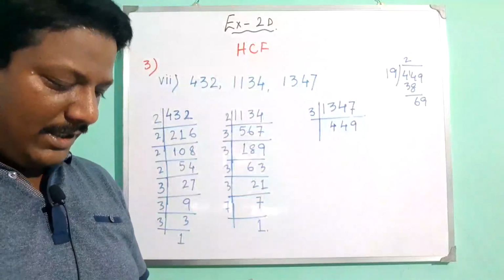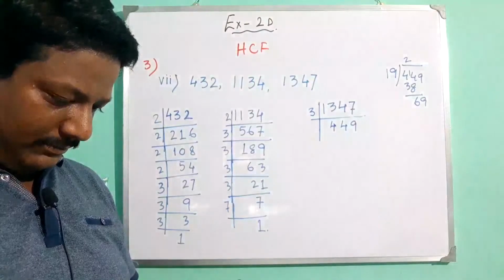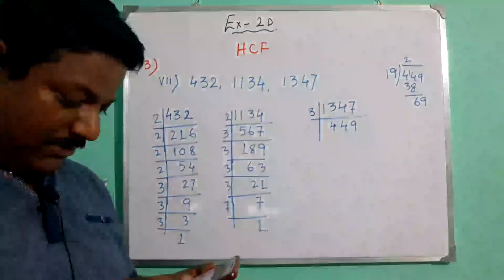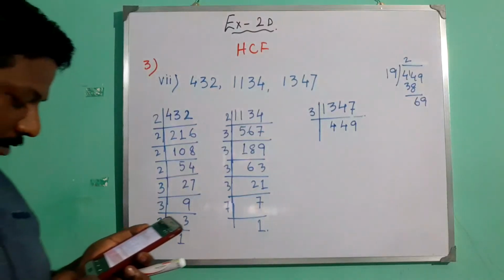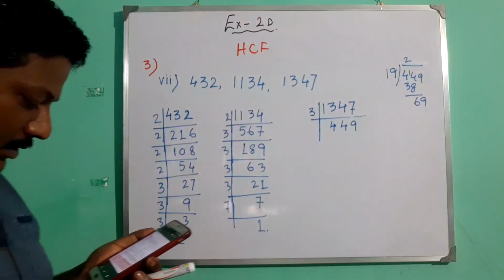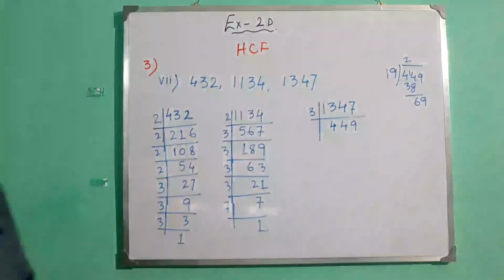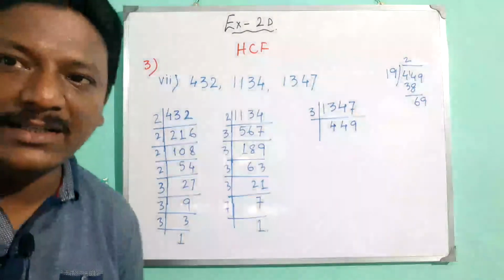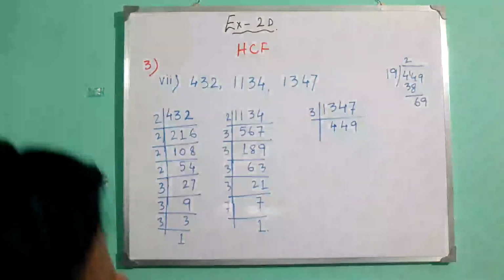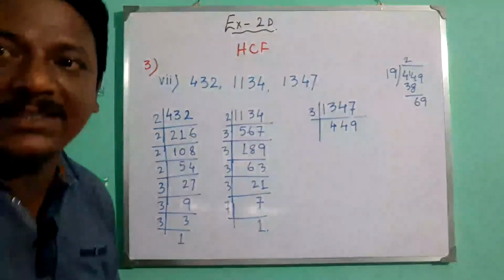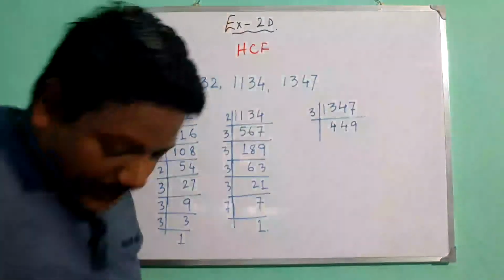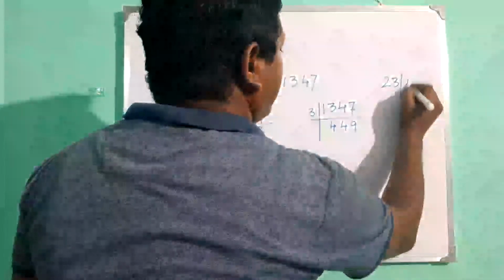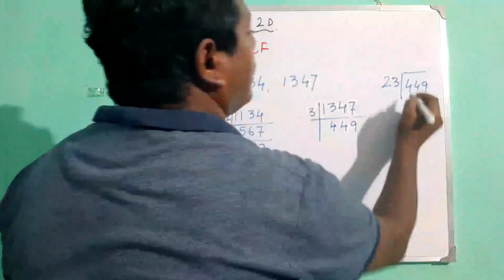Till it comes, it has to go by 19. Does it go by 19? Okay, let us see another number. 19 is not going. Then we do it with 23. Let us try as well, till we get the answer.